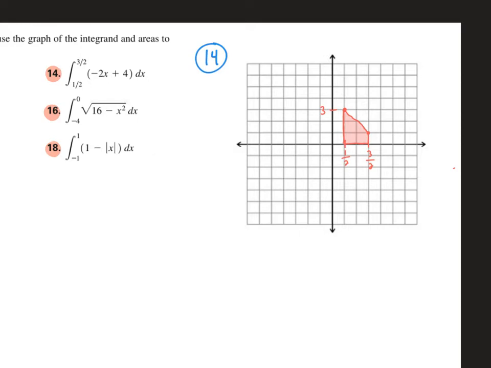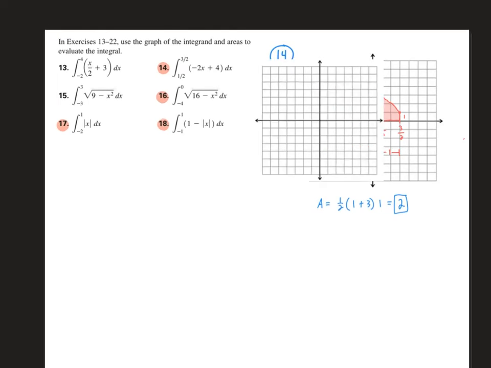All right, so this is just a trapezoid. This is 1, this is 3. The height is 1. Okay, so for 14, to get the area, it's 1/2 times b1 plus b2 times height, and that's just 2.